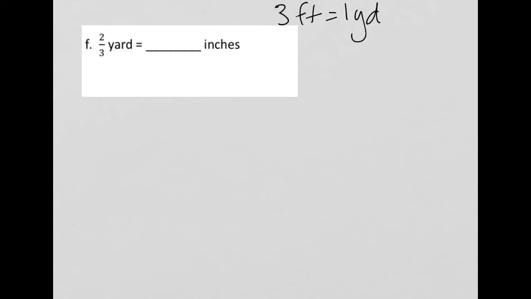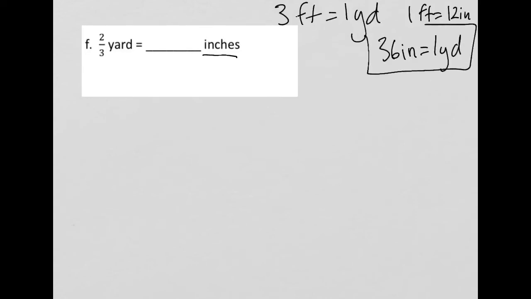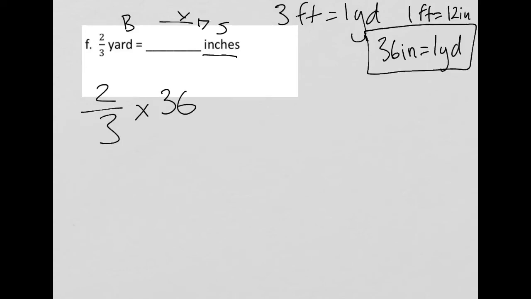this one is tricky. We need to go from yards to inches. So I need to know that in 1 foot, there's 12 inches. Right? 1 foot, there's 12 inches. So if there's then 3 feet in a yard, that means there's 36 inches in 1 yard. That is our conversion factor here. And I'm going from yards to inches. So again, I'm going from big to small units here. So I'm going to multiply, and I'm going to do 2/3 times 36. And that's going to give me my total inches here.